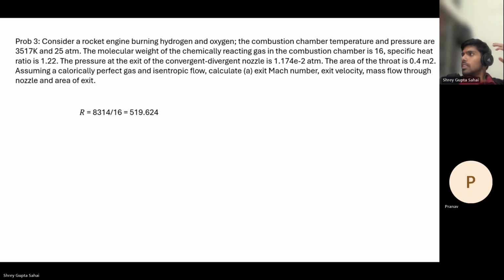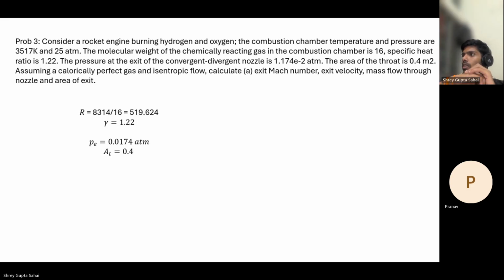519.625. What else? Specific heat ratio is given to us. Gamma is given to us. 1.22. The exit pressure is 1.0.00174 atmosphere. Throat area is also given to us. I think throat area is 0.44.